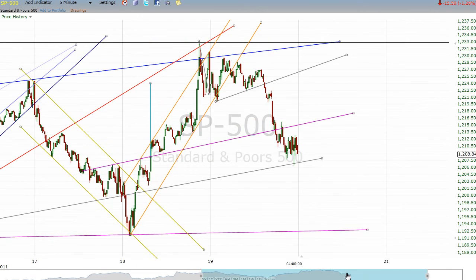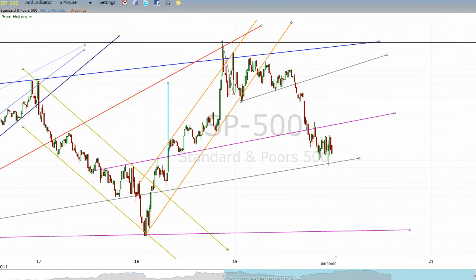For right now, for tomorrow, this little bunch up right here looks like it's either going to be a reversal off of this line to come back and possibly test this gray line. Why did that do that? Hold on. Sorry about that.